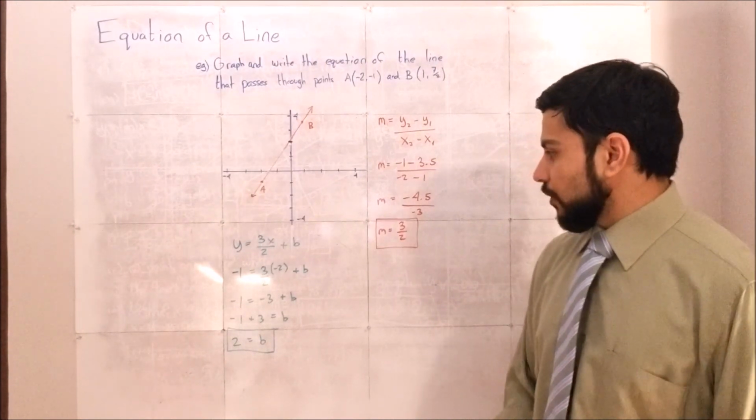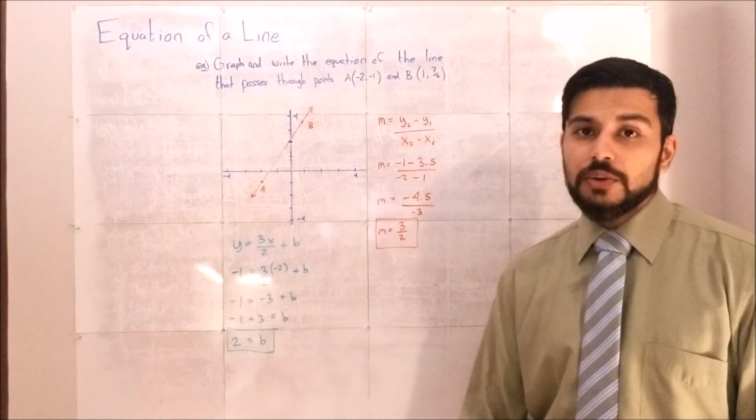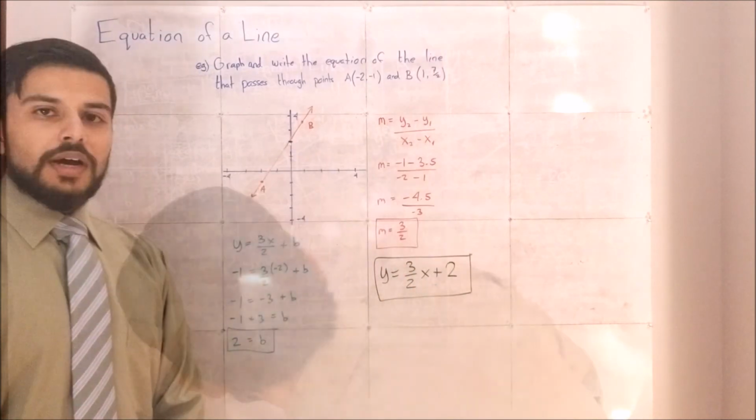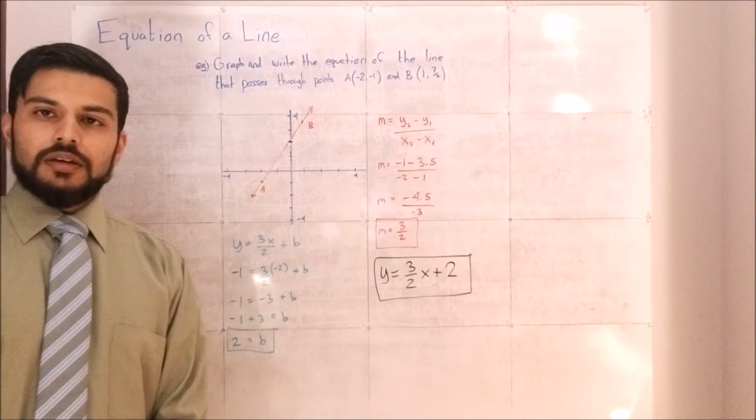And why is that special for us? Well, I have an m value, I have a b value. That's all I need for my equation. So therefore my equation is y equals 3/2 x plus 2.